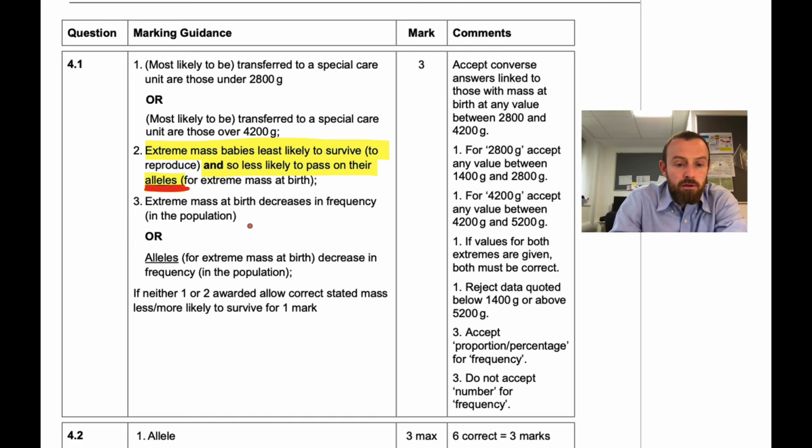Extreme mass at birth decreases in frequency. So change in the allele frequency. We could say the allele frequency for very low or very high birth masses decreases. And this is an example of stabilizing selection. Interesting that it says most likely to be transferred are those under 2,800. Over here it says, accept any value between 1,400 and 2,800, and for the big ones, any value between 4,200 and 5,200.